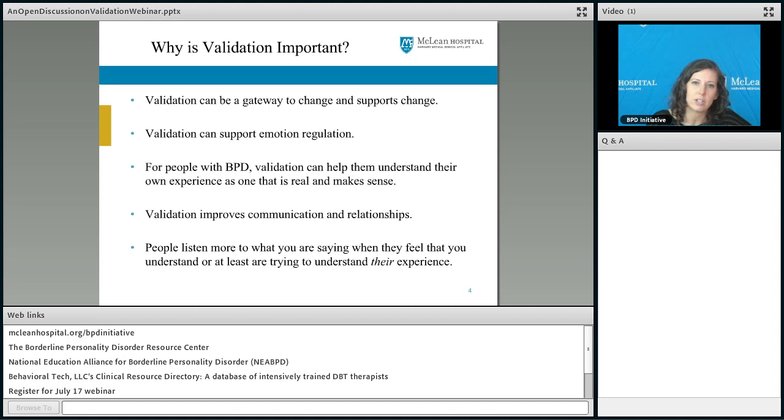We know validation improves communication and relationships for all of us. People listen to more of what you say when they feel like you understand maybe their position or you've thought about the impact of what you're saying.